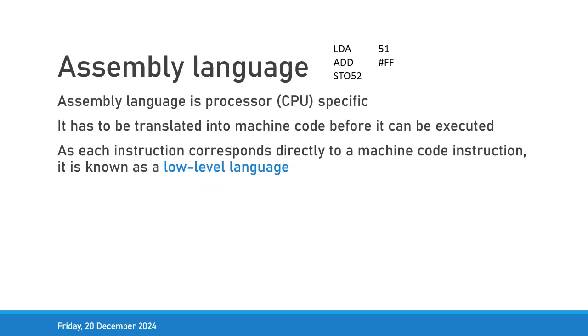Assembly languages are processor specific, so it has to be translated into machine code before it can be executed. As each instruction corresponds directly to a machine code instruction, it is still known as a low level language. So there are two low level languages: assembly language and machine code.